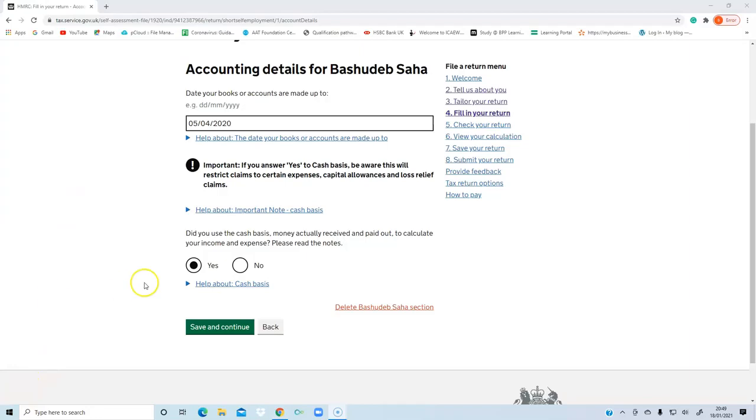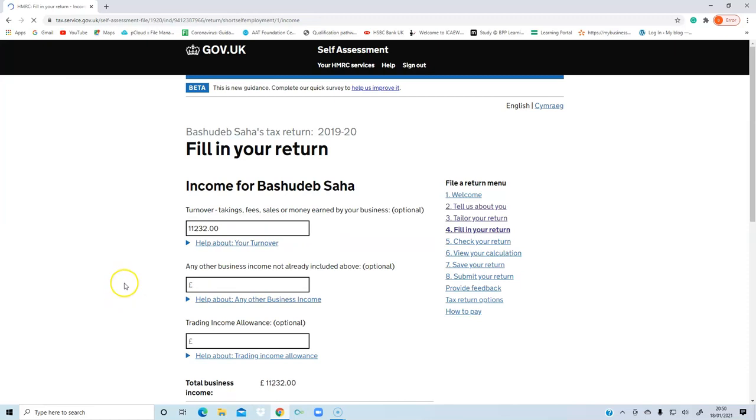Then the next question we have: did you use the cash basis? Cash basis means whatever money you have actually received and whatever money you have already paid, you want to declare only those transactions. And for the self-employed, the answer is always yes, because we don't use the accrual basis like the limited company accounts. For self-assessment, we always use the cash basis. The next one is the income section.